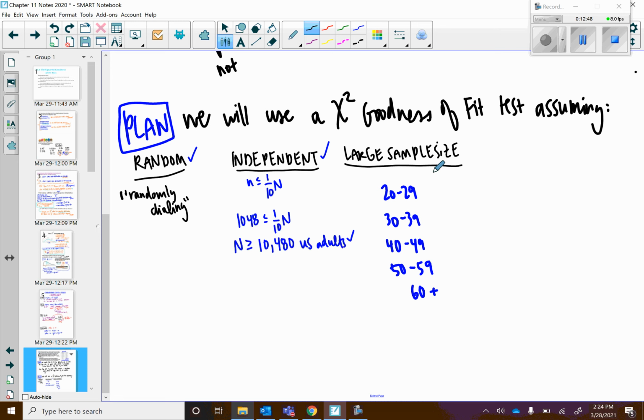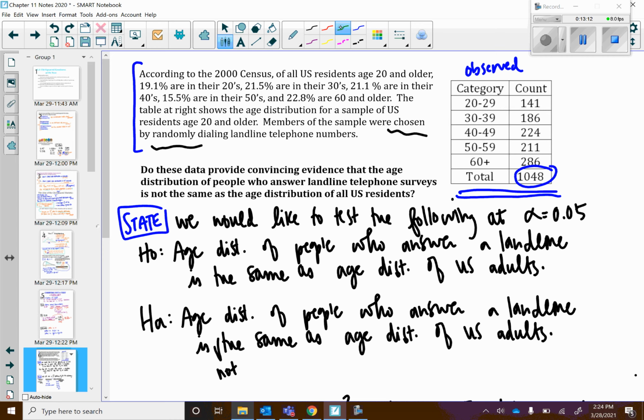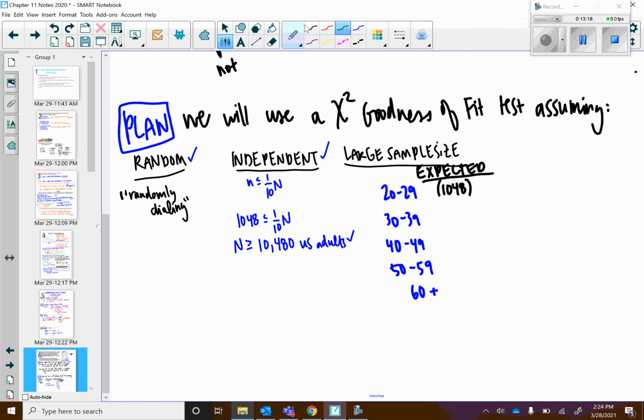I know that the total number of people we sampled was 1,048, and the percentage of US adults who I would expect, if I sampled 1,048, the number of US adults I would expect to be 20 to 29 would be whatever this number up here is, 19.1%. 19.1% of 1,048, so 0.191, and I'm getting 200.2. So we're going to do this for all of these.